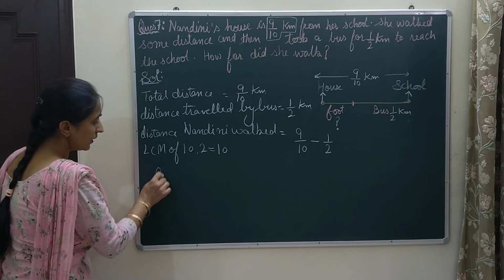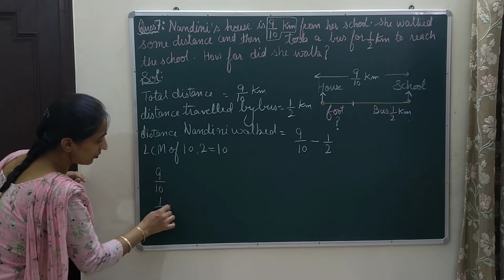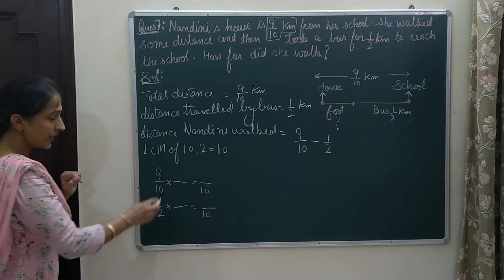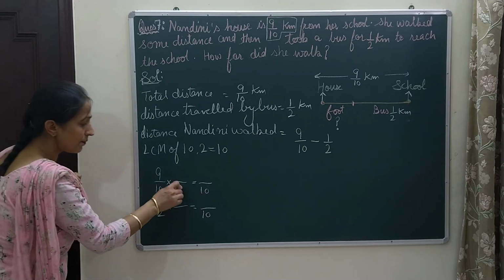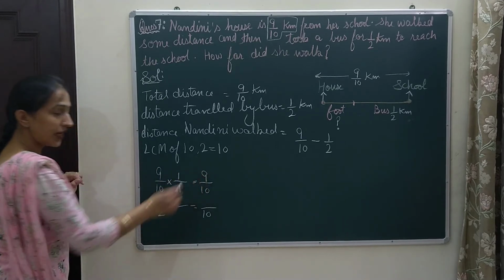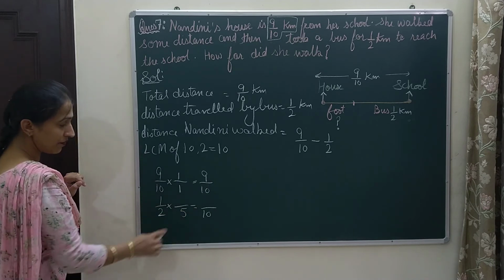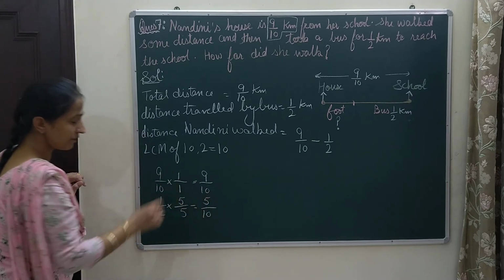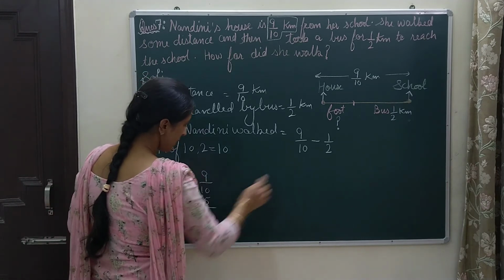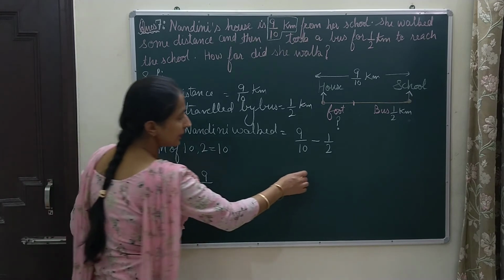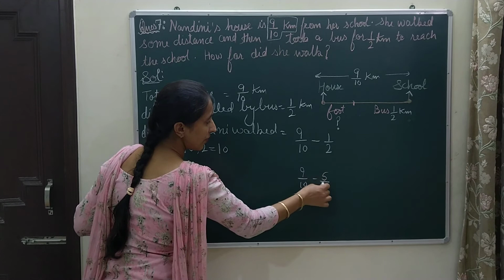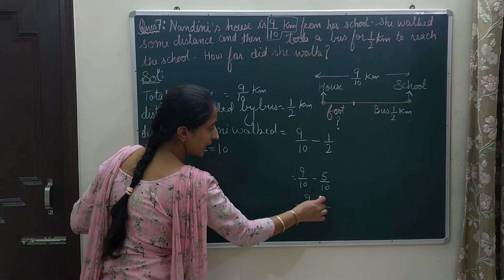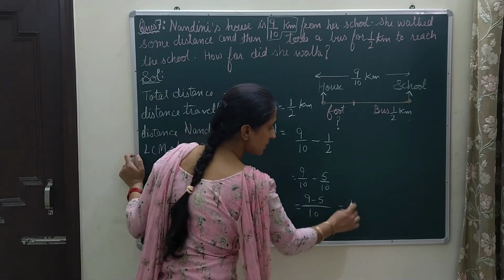Now we will convert 9 by 10 and 1 by 2 into equivalent forms with denominator 10. Here 10 is already there in the denominator, so we will be multiplying by 1 and we get 9 here. When we multiply 2 by 5, we get 10. So the same number we will write in the numerator, and it is 5 now. Now we can do the subtraction. Here we have new fractions 9 by 10 and 5 by 10. With the same denominator, we will be solving 9 minus 5, and it is 4 by 10.